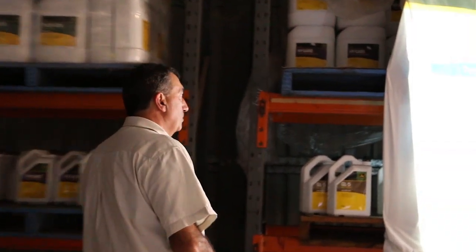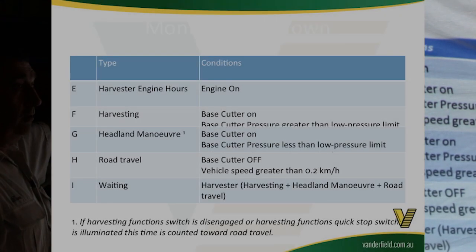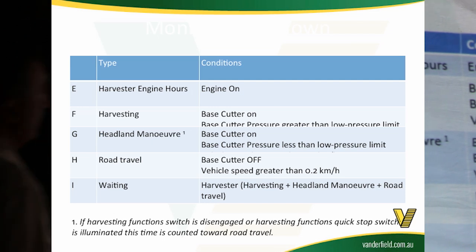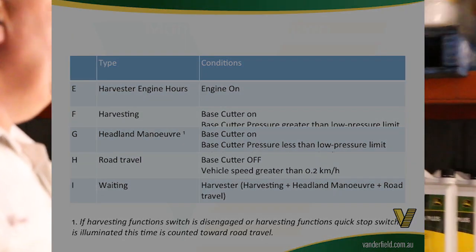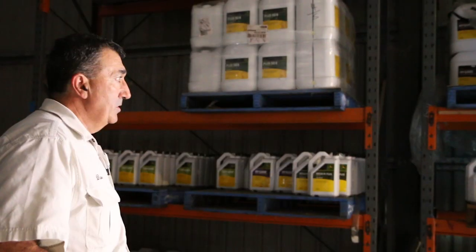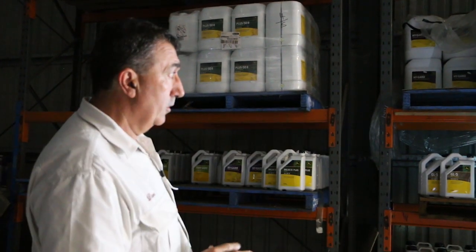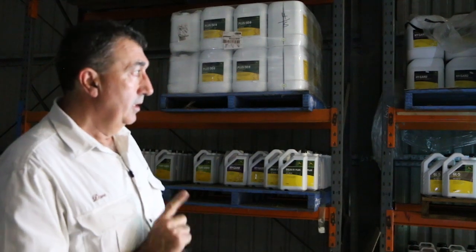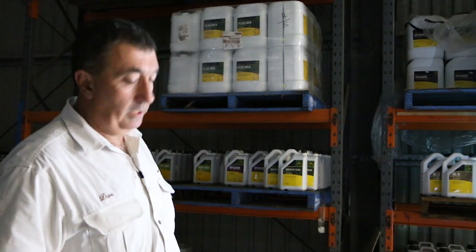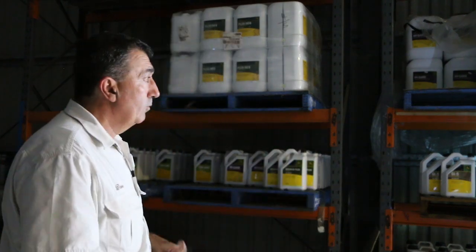And this is how we actually break it all down. To give us a reading in this particular section, generally when the engine is on, the clock is ticking over. When it's harvesting, the base cutter's on, we've got greater than the bottom low pressure speed and we're travelling forward, it's actually monitoring the harvesting of the machine. Headland manoeuvres are the same as our travel speed, when we've got everything turned off while we're travelling. And our waiting time is really when we're sitting there waiting. In this situation, the base cutter is going, but the machine's not doing anything. So it's monitoring, and what we'll end up with is a printout.